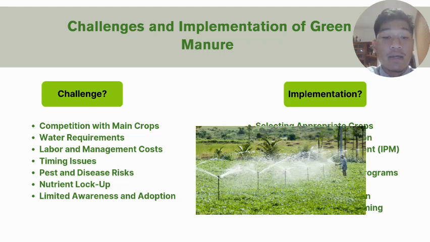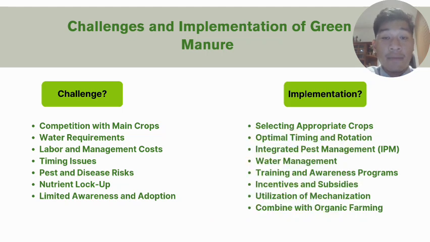Second is water requirements. Green manure crops require water which can be a limiting factor in regions with scarce water resources, especially in arid or semi-arid climates. Third is labor and management costs. Incorporating green manure into the soil requires additional labor, machinery, or tools which can increase operational costs.